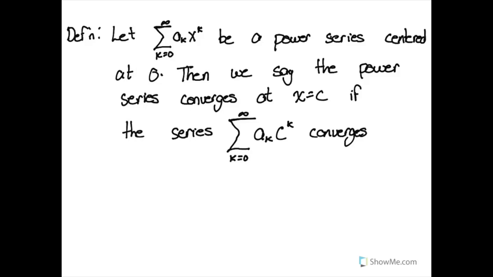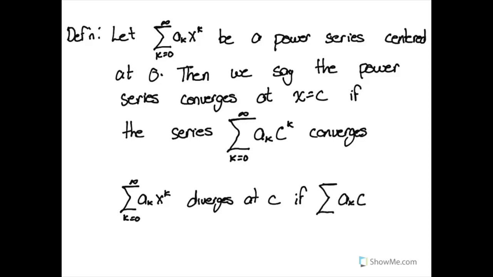And similarly, we can say that the power series diverges at c if the regular series a_k times c to the k from k equals 0 to infinity diverges. Right, and we can also extend this definition to a power series absolutely converges at c, or conditionally converges at c, and so on.